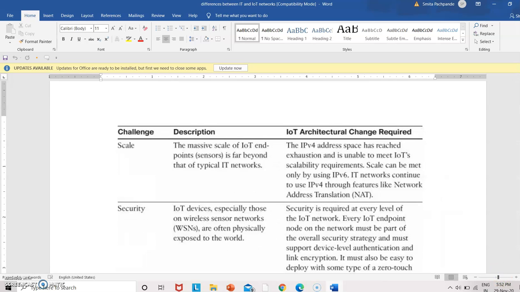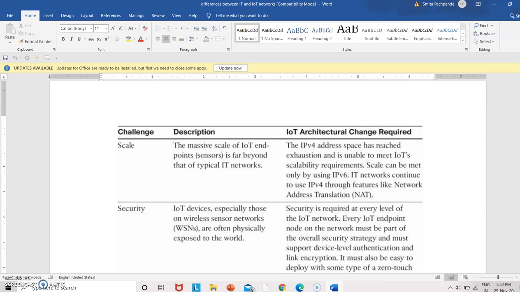The first one is the scale. The challenge in front of us is nothing but the scale. The massive scale of the IoT endpoints, that is sensors, is far beyond that of a typical IT network. So these are the architecture challenges which are required in the case of IoT.